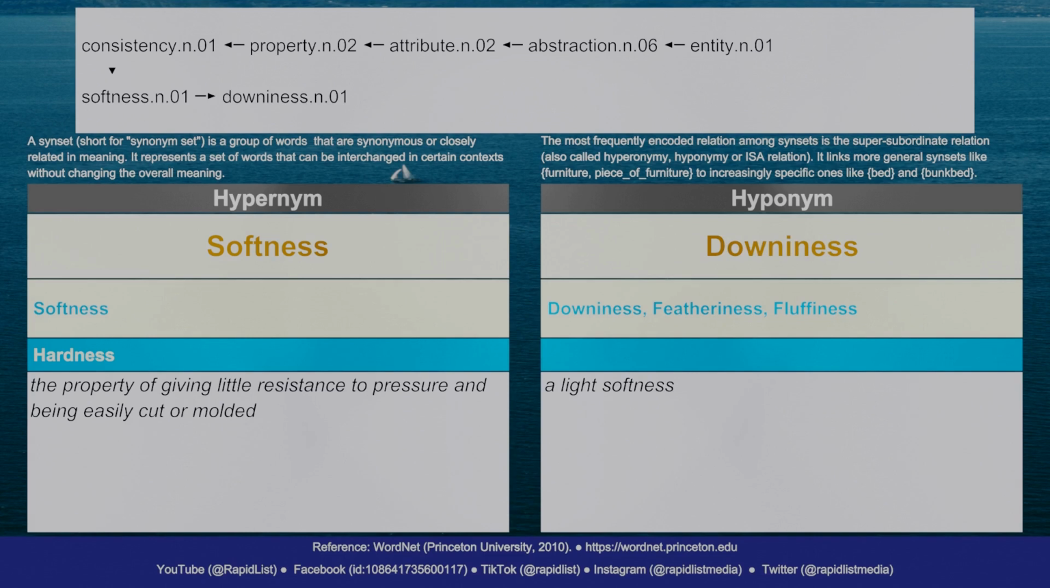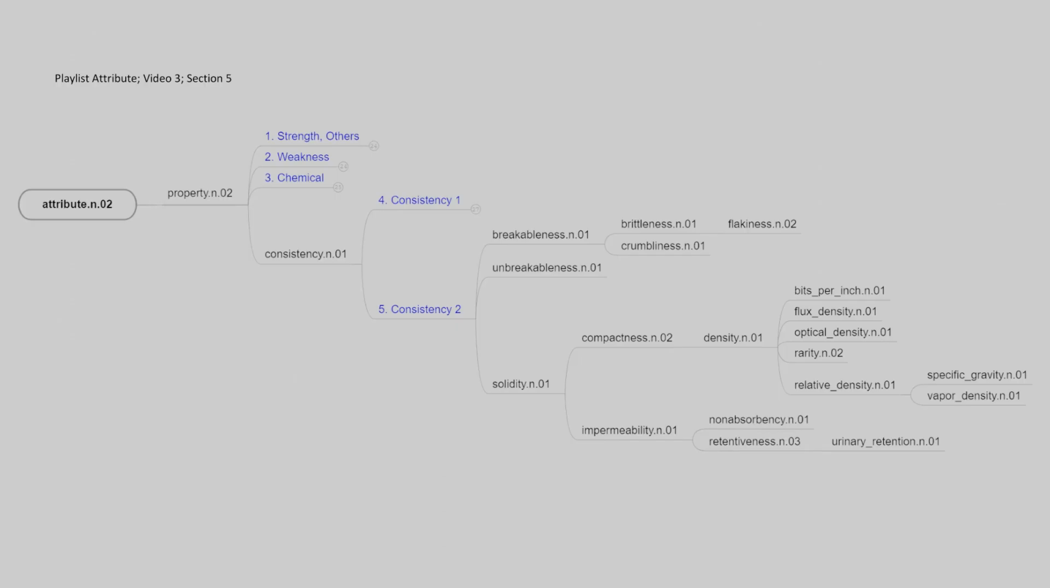Downiness. A light softness. Flabbiness. A flabby softness. Mushiness. A mushy pulpy softness. Section 5. In this section we will explore the property consistency. This is the second of two sections that cover consistency.